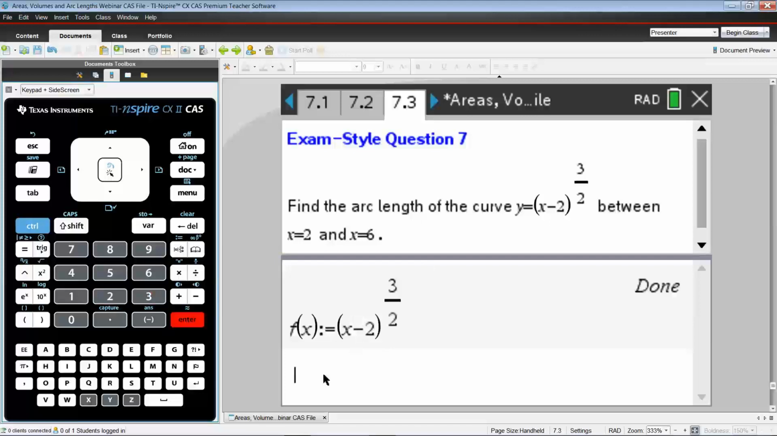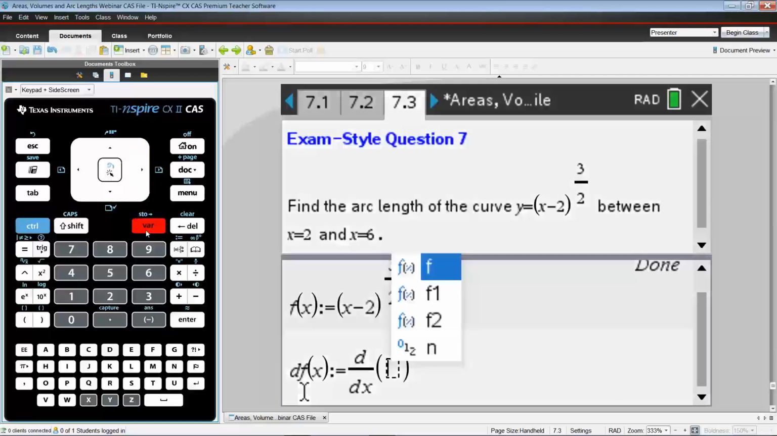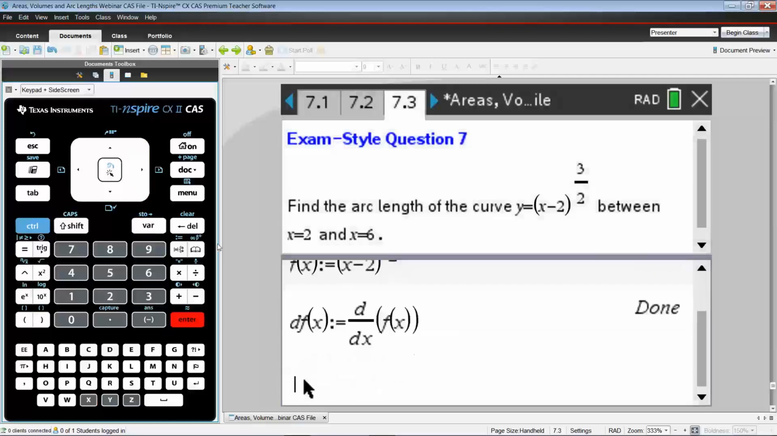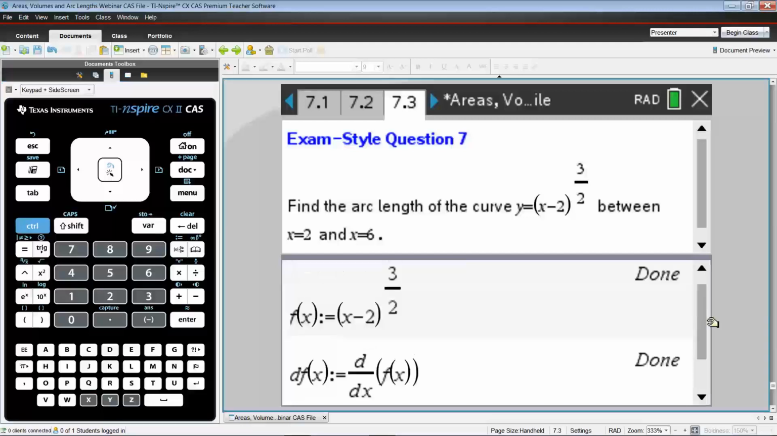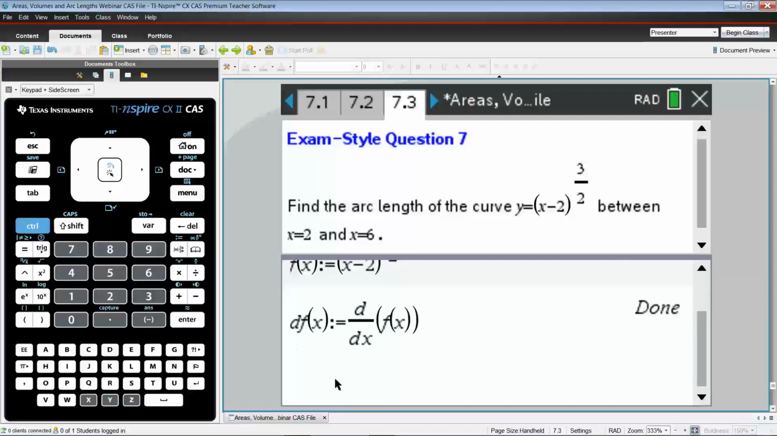So let's now find a whole bunch of things over here. We need to find the derivative of this. And the easiest way to do that is I'm going to call it df for derivative of f of x. And I'm going to define that as shift minus, the derivative with respect to x of the function f of x. Okay, so that is now our derivative. So when we get to our integral for the arc length, we get to plug in df of x and take it from there.